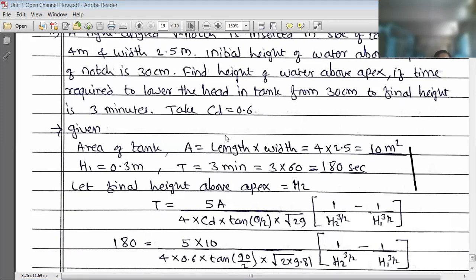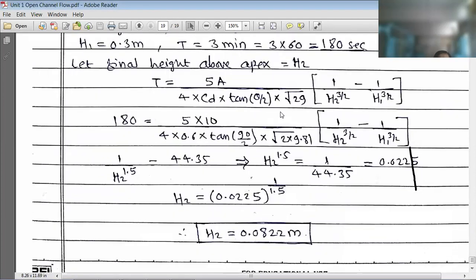Okay, Aditya Avirakad has got the answer, and Rituja. 0.08, 22 meters. Correct. 0.0822 meter is the correct answer.